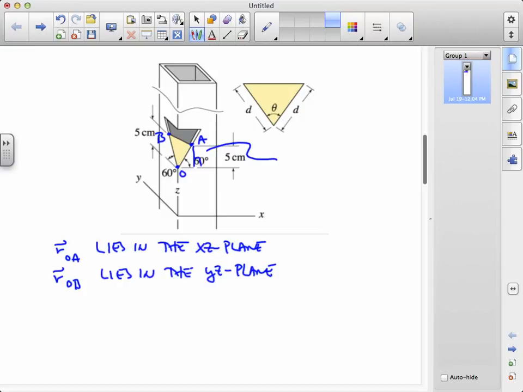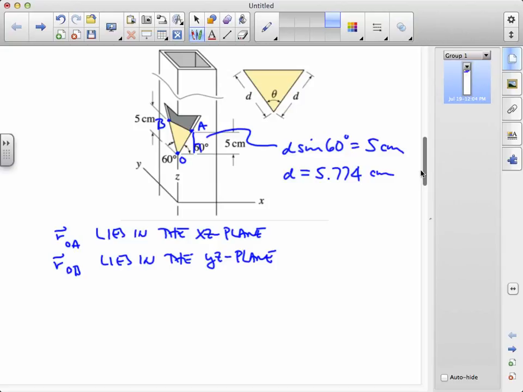So we can say on this basis that d sine of 60 degrees is equal to 5 centimeters, and that in turn means that d is 5 centimeters over sine of 60 degrees, which turns out to be equal to 5.774 centimeters. Now we can represent both r_OA and r_OB as magnitude distance d on a unit vector that points in an appropriate direction.